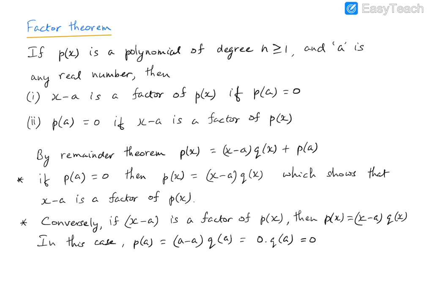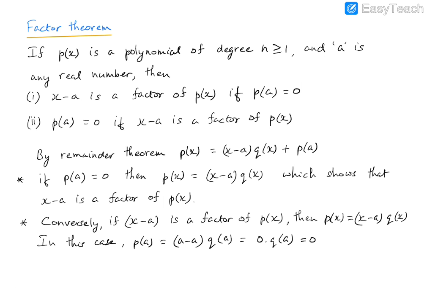Okay, so the whole idea is that if we are given a divisor or a binomial, and we are asked to check whether that particular binomial is a factor of a polynomial or not, all we have to do is first obtain the zero of that binomial. That means we equate x minus a to 0, and we get x equal to a. Then we substitute that value of x in the polynomial and check if we get the remainder as 0.